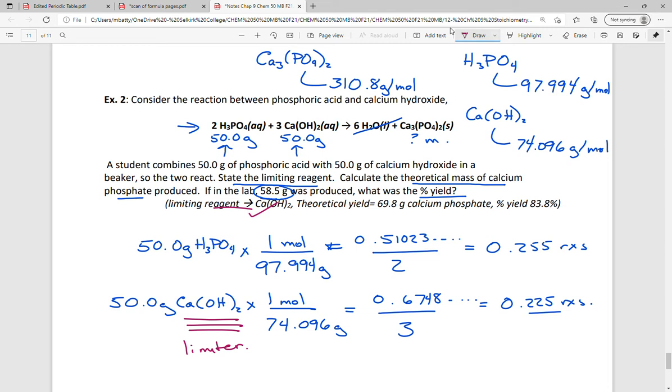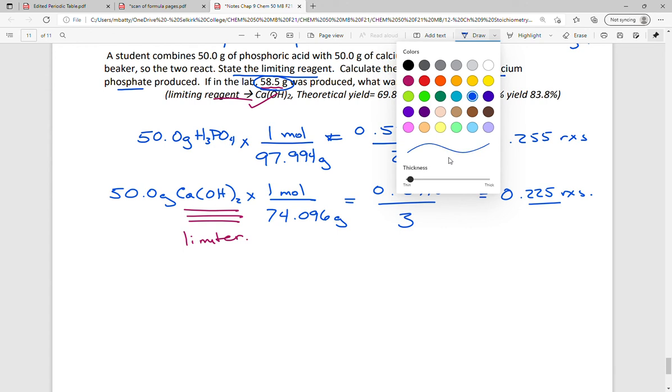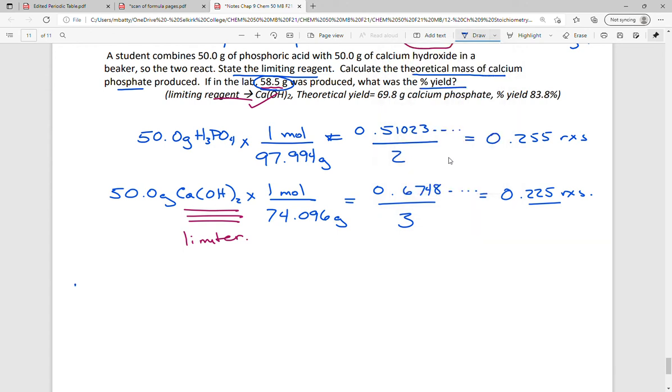Okay, so now that we know that, now we can move forward with calculating our theoretical yield because we're ultimately trying to figure out how much of this we can produce and then compare that to, oh, we didn't quite make that much. We made this much, that theoretical yield at the end. So we're going to start with our limiter and we're going to calculate theoretically how much of that calcium phosphate we can produce. So I know it's a little repetitive.